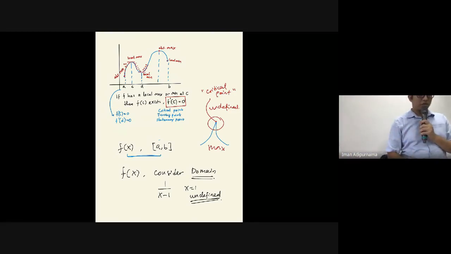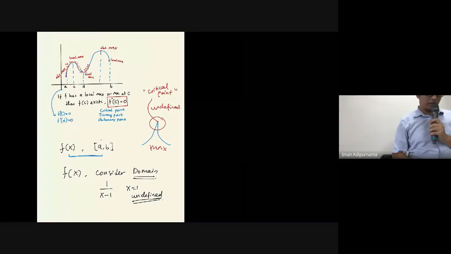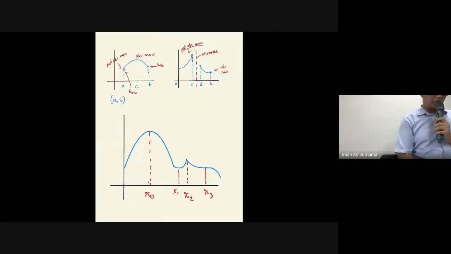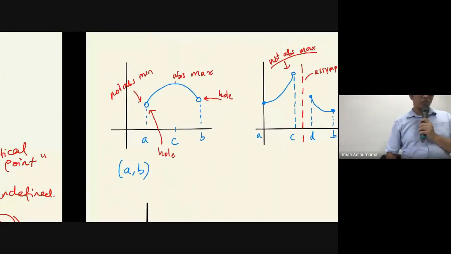Let me give you some graph examples. So here, the first one, you see on the left it's a hole. So the A and B are not included in the graph. If it is included, maybe it's an absolute minimum, but because it's a hole, it's not an absolute minimum.